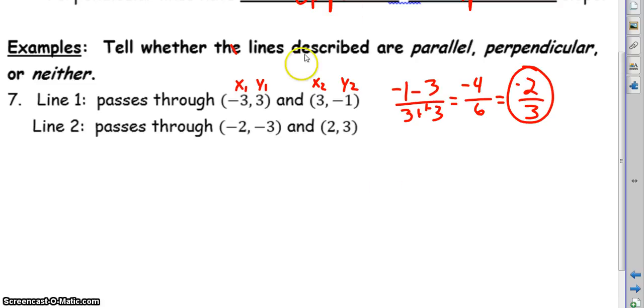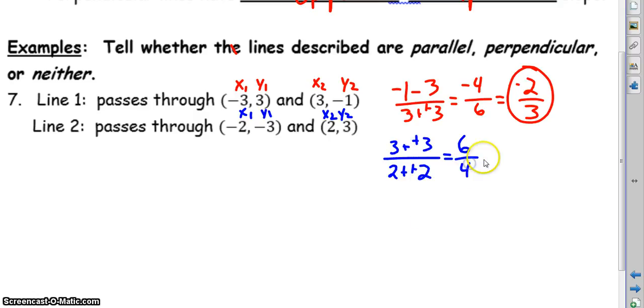Now line 2, I'm going to plug in x1, y1, x2, y2. Plug them into my formula. 3 minus -3 over 2 minus -2 would give us 6 over 4, which reduces to 3 over 2. Because these slopes are opposites, one positive and one negative, and reciprocals, so one is 2 over 3 and the other is 3 over 2, these 2 lines would be called perpendicular.